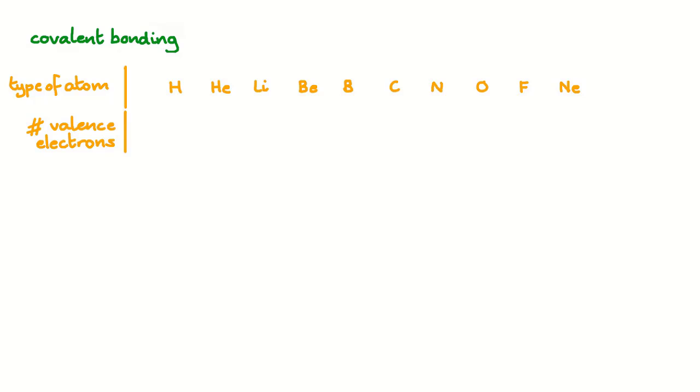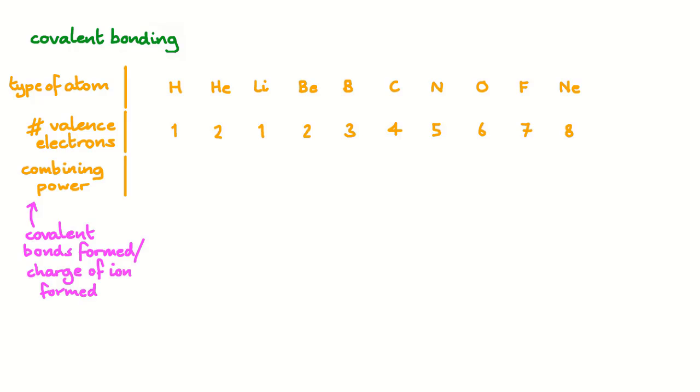We can look at the first 10 elements on the periodic table and look at their number of valence electrons. This is what we get. What's more interesting is the number of covalent bonds these atoms will form, or the charge of the ions they'll form when they react. Atoms of hydrogen tend to form 1 single bond, while helium atoms don't form bonds at all. Atoms of lithium and beryllium tend to react and give up their electrons to form Li+ and Be2+ ions.